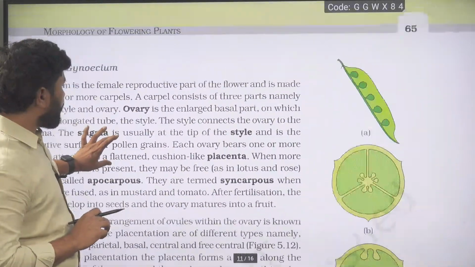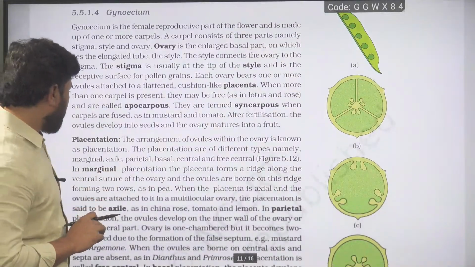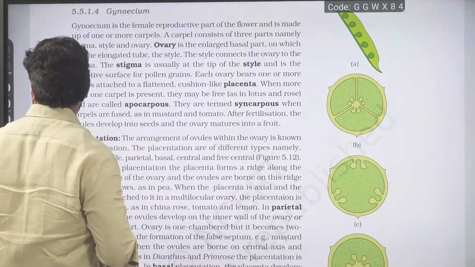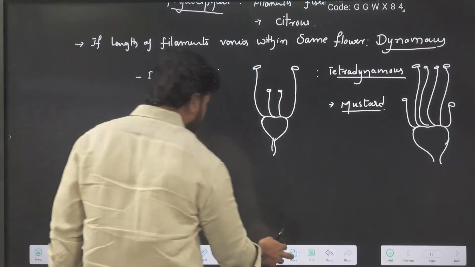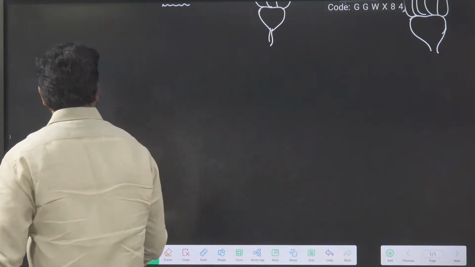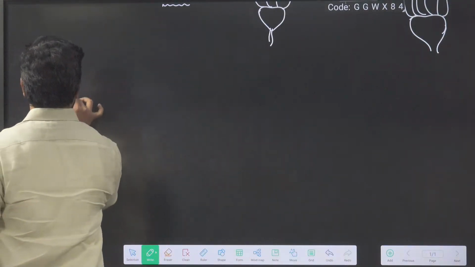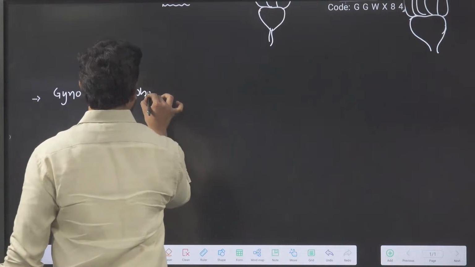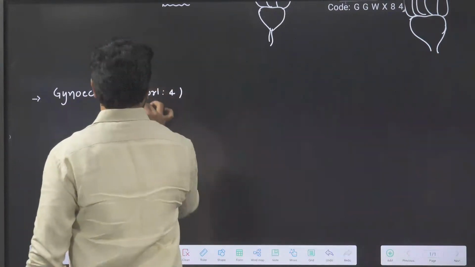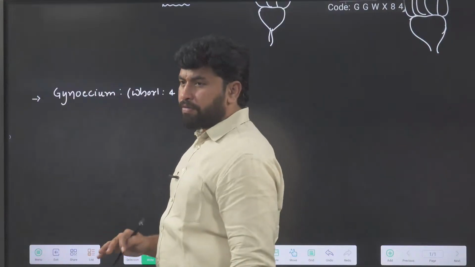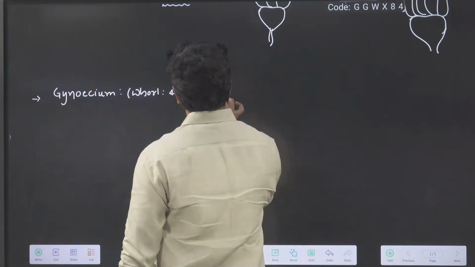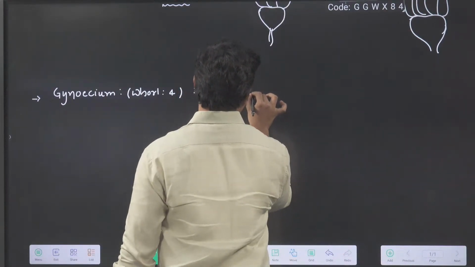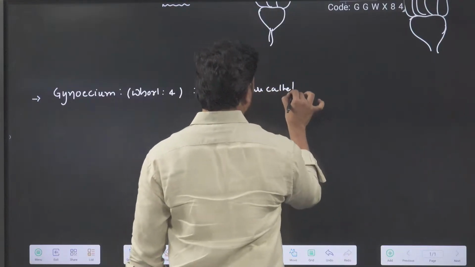Next, we talk about Gynoecium. Before beginning of that Gynoecium topic, let me take some introductions regarding Gynoecium. Gynoecium is the female reproductive part of a flower. Members of Gynoecium are called carpel.